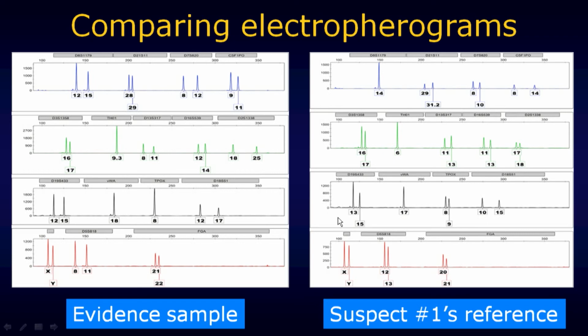So if we look in the upper left here, the very first locus in blue is one that has the name D8. And what do we see in the evidence sample but a 12 and a 15 allele? That's the DNA profile we found for that locus in the evidence sample. And it's not hard to tell, just at a glance you can see that at the very same locus, D8, the suspect that we're considering here has a 14, right?